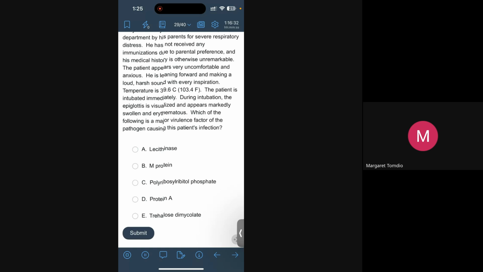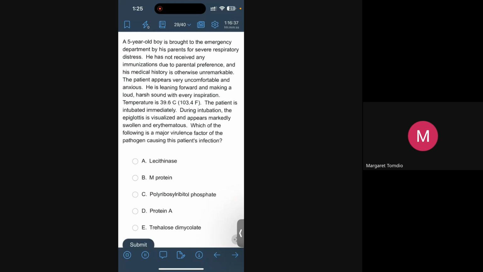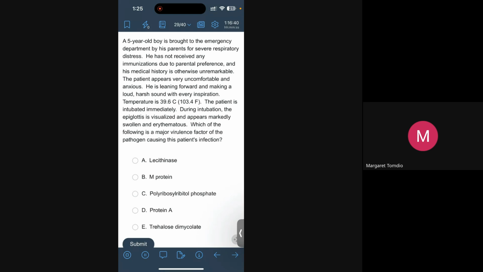Which of the following major virulence factors is causing the infection here? What is the main virulence factor of Haemophilus influenzae? The capsule. The vaccines which we use for Haemophilus influenzae contain what? Polyribosyl ribitol phosphate capsule. Okay, that is the capsule. It is a constituent of the capsule.